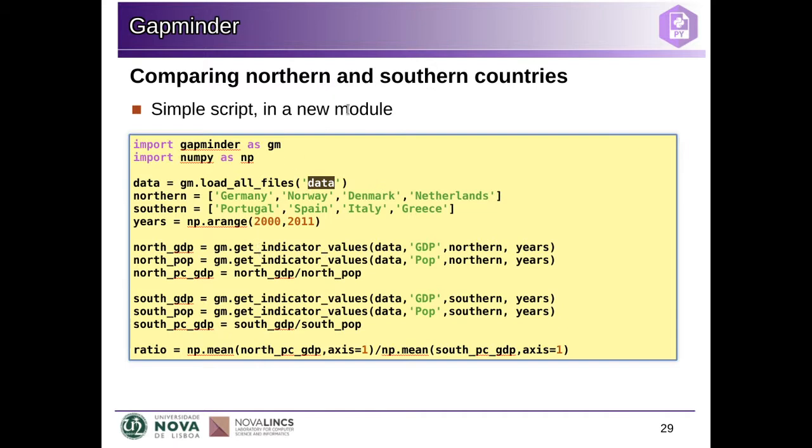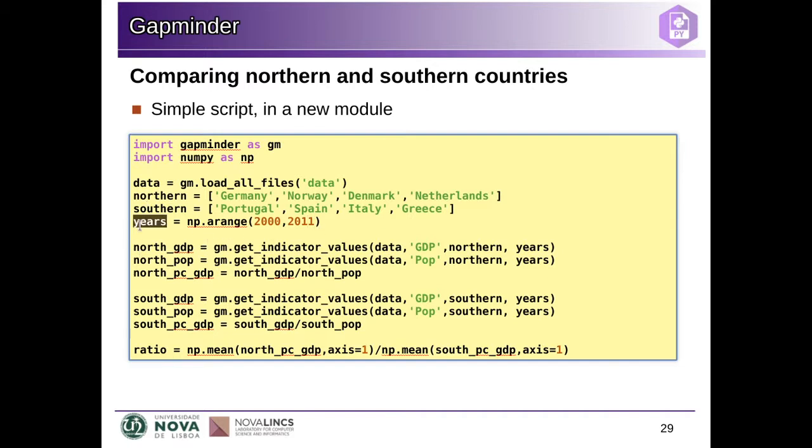And now let's compare the GDP from some countries in Northern Europe, for example, Germany, Norway, Denmark, and Netherlands, and countries in Southern Europe, Portugal, Spain, Italy, and Greece. So we create these two lists of countries, and let's look at the years from 2000 through 2010. Remember that if you want to go from one year to another, in functions like range, or this arange, which is similar to range but returns a numpy array with the values, if I want to stop at 2010, I have to put 2011 here because it will stop before reaching this upper bound.